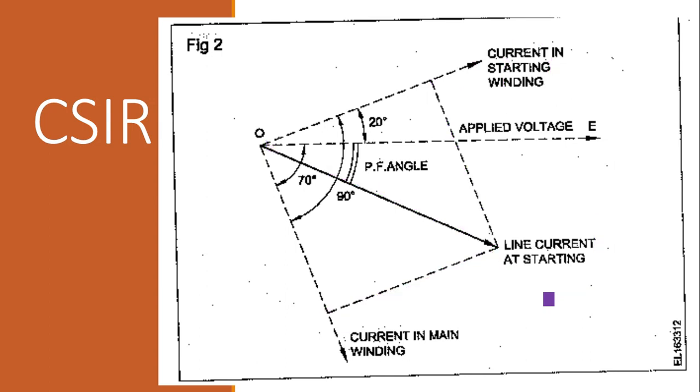Okay, so the line current and the applied voltage, the angle between them is known as what? The power factor angle. And because of the capacitor in the motor, the power factor angle of the motor itself will be less, and comparatively it is having a good power factor. The CSIR motor is having a good power factor.